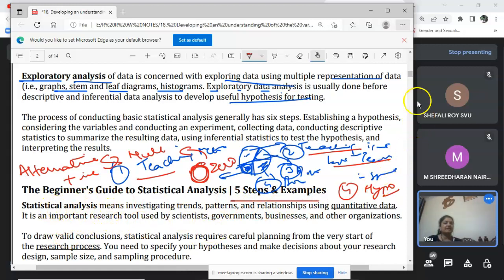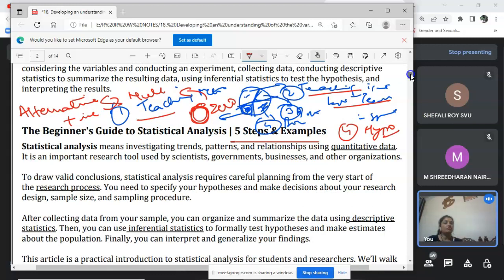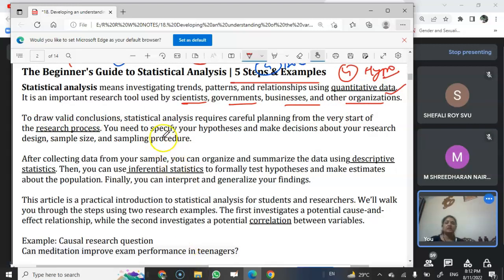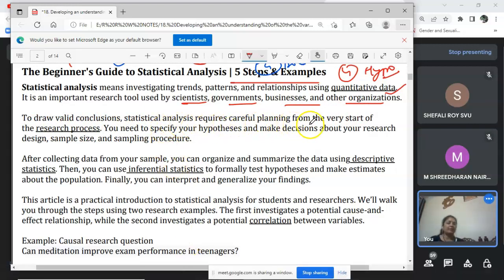What are the five steps? First of all, I have told you that there are two types of data, qualitative and quantitative data. In the last class, we have done that. Okay, fine, you have to revise a few of the things. Statistical analysis is an important research tool used by scientists, government, business, and other organizations to understand data and draw a valid conclusion. Statistical analysis requires careful planning.